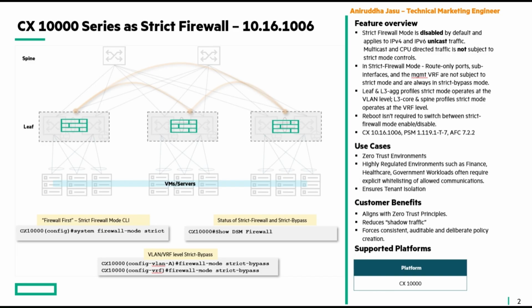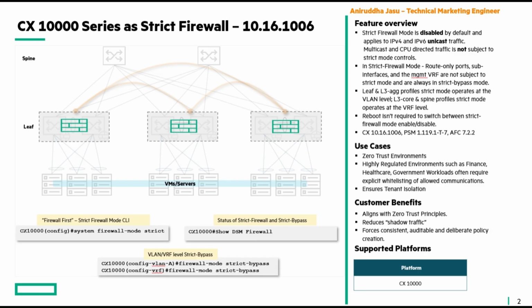Also, you should know that the route only ports, the routed ports, sub interfaces, and the management VRF are not subject to this strict mode and are always in bypass mode. What does bypass mean? We are saying that the strict bypass, whatever traffic you do not want to be firewalled, you are bypassing them at the non-DPU ASIC itself. You're not sending it anywhere. You want those traffic to be unaffected for firewalling. So those you can choose. And by default, these are always in bypass mode. You don't have control on that.